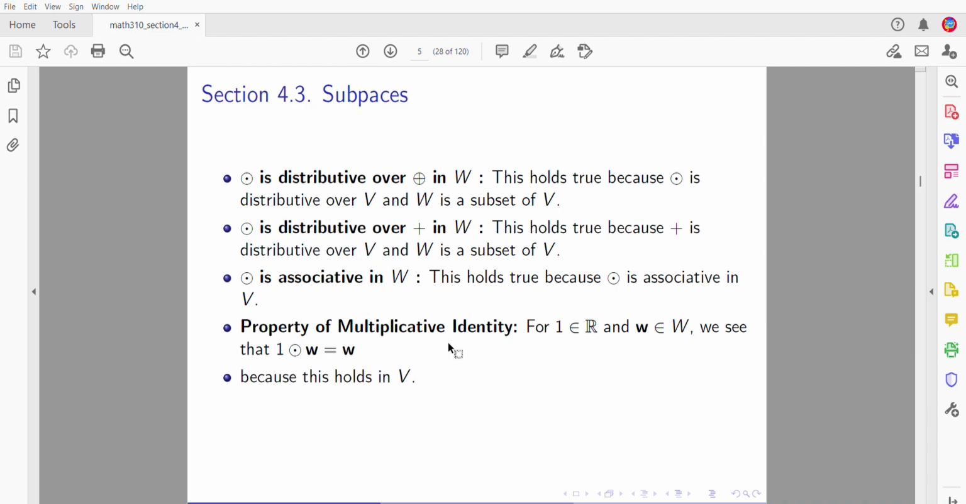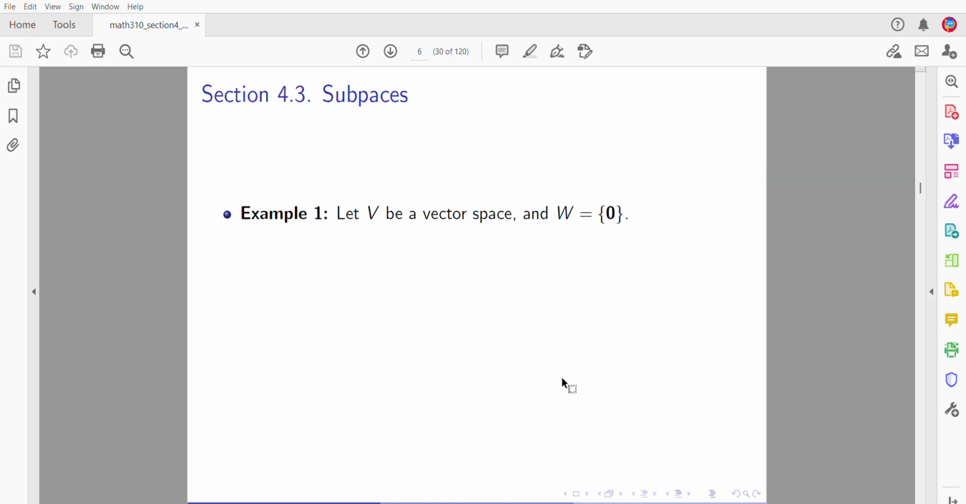All right. That is, W with ⊕ and ⊙ satisfied all the conditions of being a vector space, so it is a vector space in its own right. All that we needed was closure. Closure under vector addition, and closure under scalar multiplication, and of course W has to be non-empty. Let's start with examples of subspaces. First example, let's take any vector space. You know it has the 0 vector.